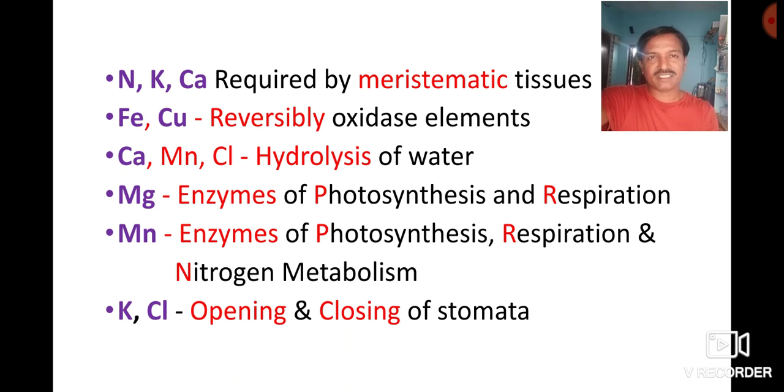Potassium and chlorine, that is K and Cl, are involved in opening and closing of stomata, and they also maintain anion-cation balance in cells. Opening and closing of stomata and balancing of anion and cation in cells: these two are the functions of potassium and chlorine.